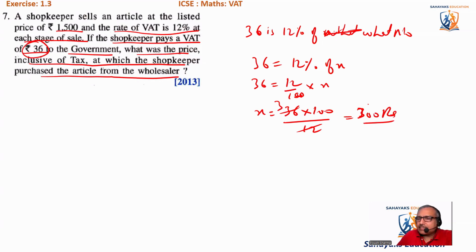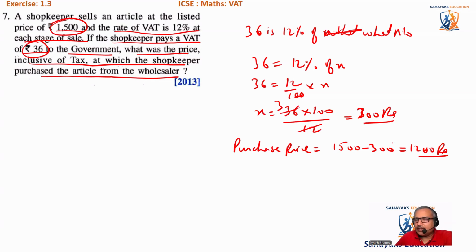So that means he has increased the value by 300 rupees. So when he sold it for 1,500 rupees, what was the original amount? The original amount is basically his cost price or his purchase price. Purchase price was 1500 minus 300, so it comes out to be 1,200 rupees. So he purchased it for 1,200 rupees plus tax, because when he sells it to the customer, he will have to pay 1,500 plus tax.